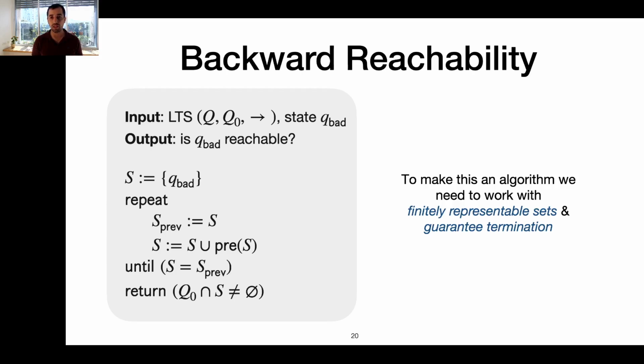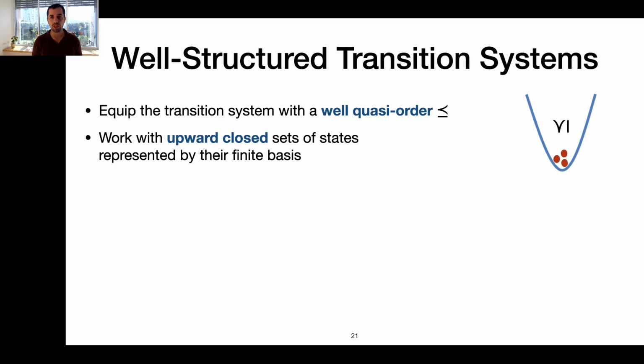To make this work in an infinite system, we need to find a way to finitely represent the set of states that we reach in each stage, and we also need to make sure that this process will converge. Well-structured transition systems achieve both of these. The idea is to have some well-quasi-order on the set of states, and then use upward closed sets to represent the set of states in the reachability analysis. The fact that we have a well-quasi-order ensures that we can always represent these sets with finitely many minimal elements.